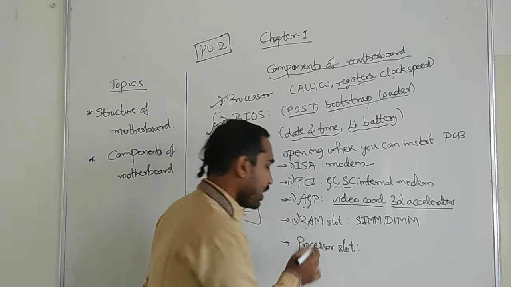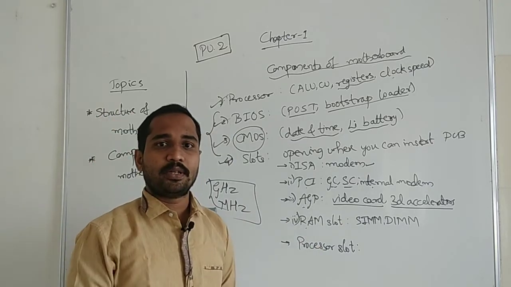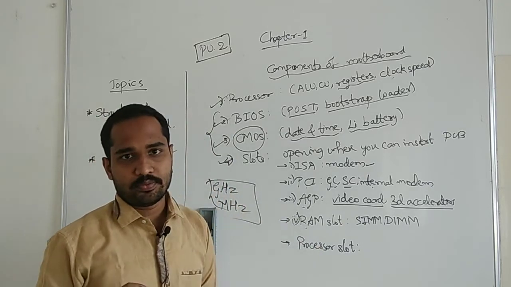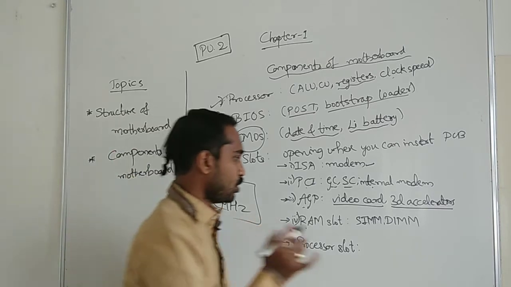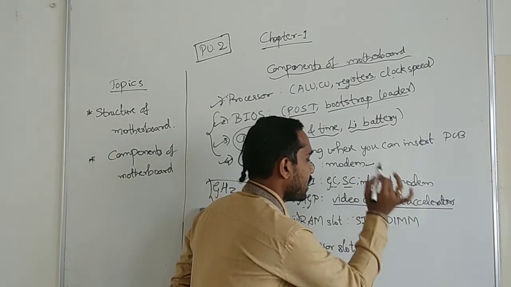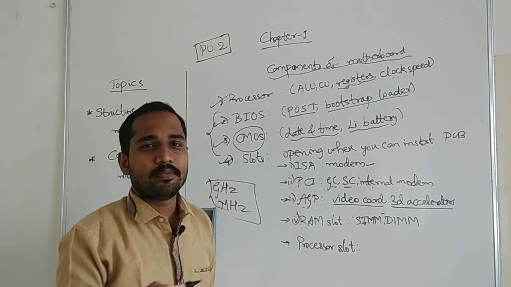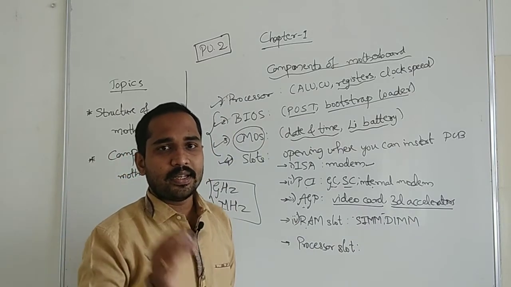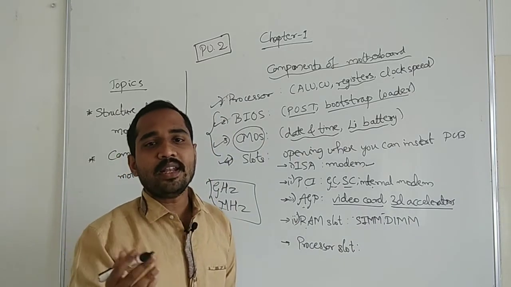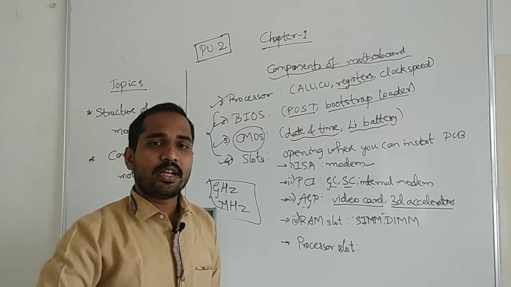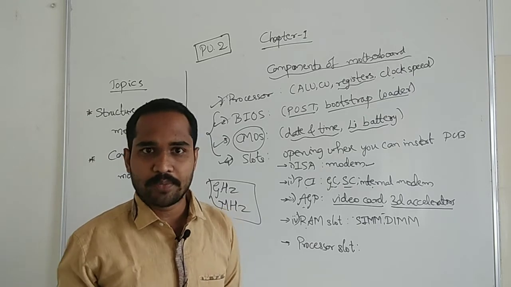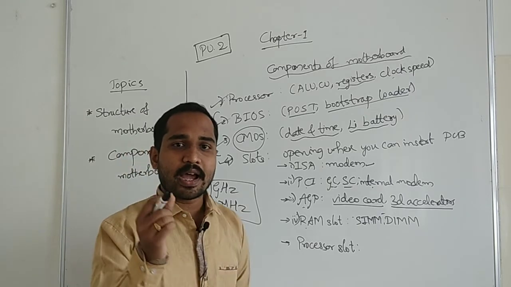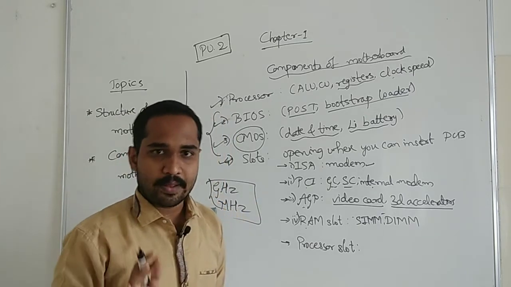So RAM has to be inserted on the motherboard in this RAM slot. Now two types of RAM can be inserted, and you just need to remember them. One is SIMM and the other is DIMM. You just need to remember the full forms of these: Single Inline Memory Module and Dual Inline Memory Module. Nowadays you are using RAM of 4 GB, 6 GB, 8 GB. That RAM card has to be inserted in this RAM slot.